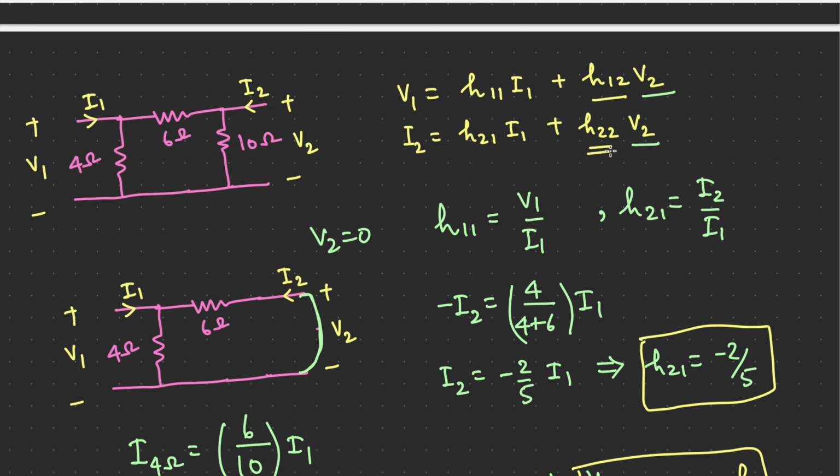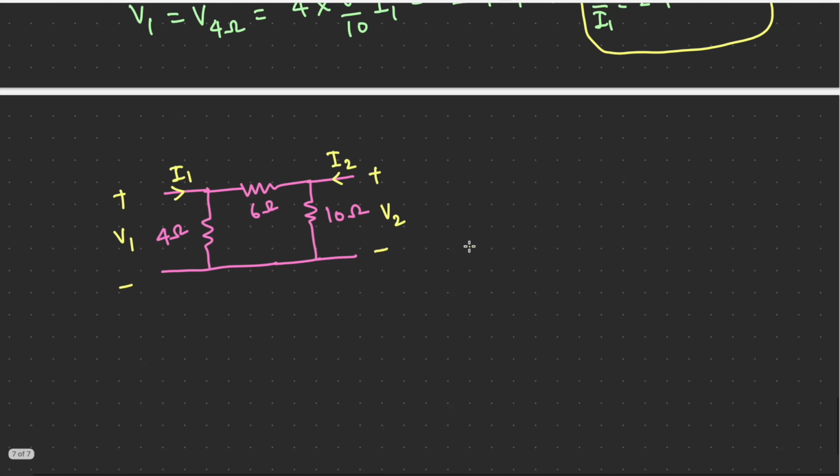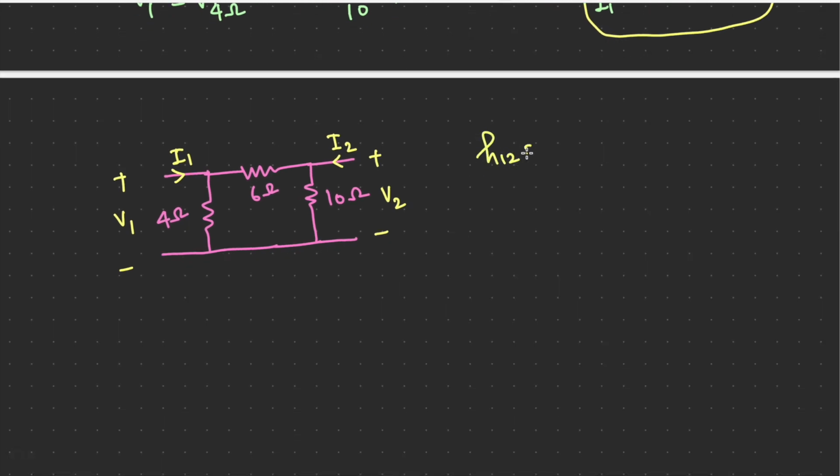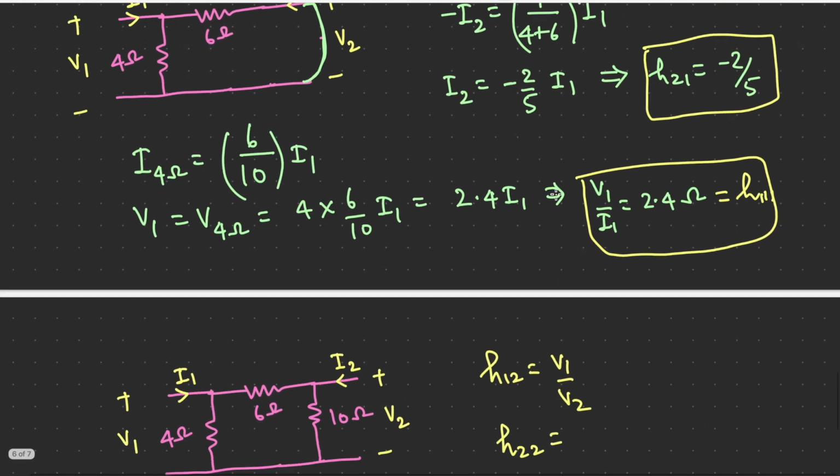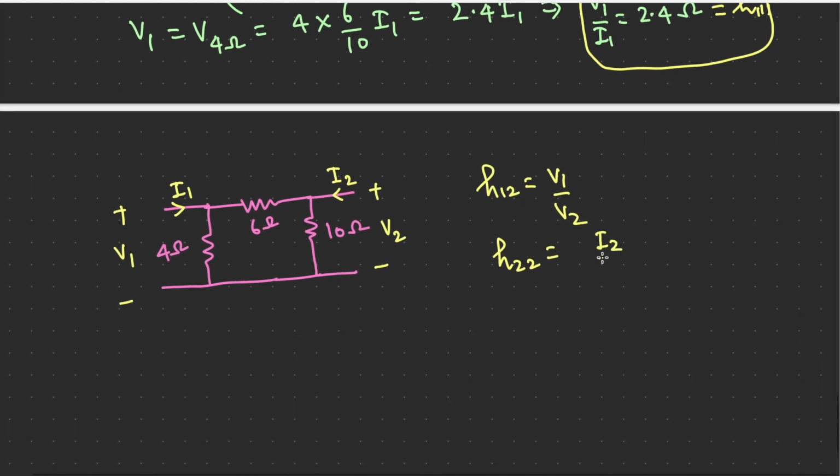So let's take the circuit again and calculate H12 and H22. What we have to do is take I1 equal to 0 for these two cases. So when I1 is 0, V1 by V2 will be H12. So H12 is V1 upon V2, and H22 is I2 upon V2. And the condition is I1 equal to 0. So there is no current through this. So the voltage across the 4 ohm resistor is V1 now.